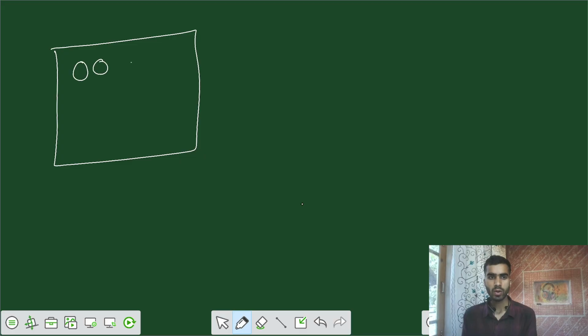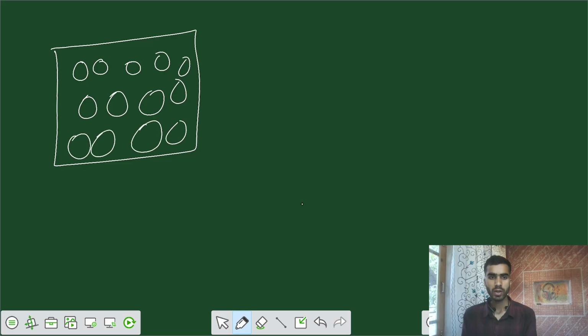There would be some solids present in the soil. These are your soil solids. So solids are there. That means flow won't be possible through the solids. Flow is not possible through the solids.